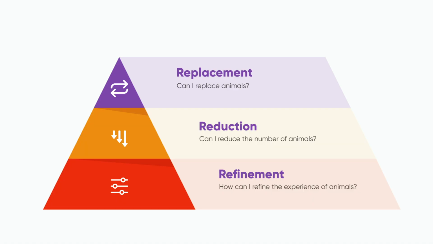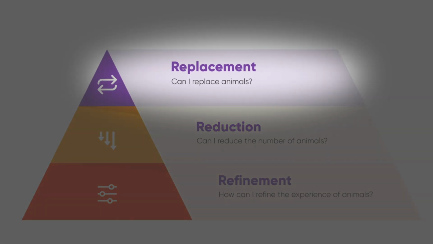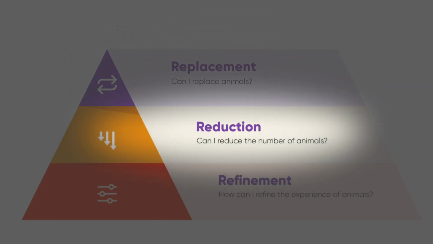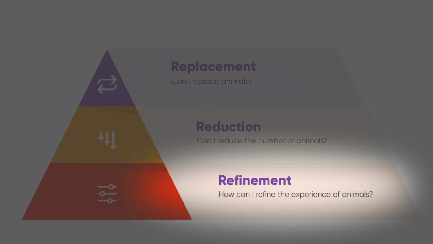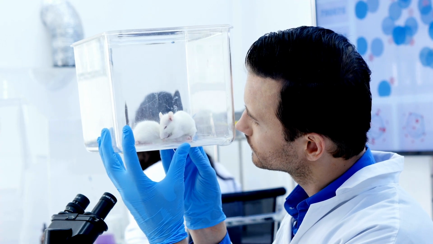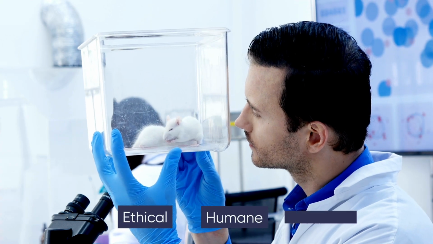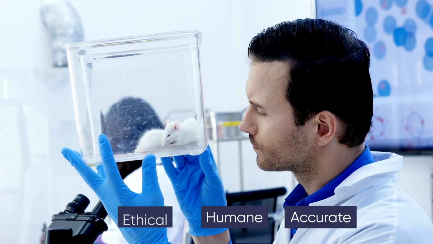While doing any research using animals, a good researcher always asks 3 questions in the following order. Can I replace animals? If yes, no animals are used. If no, can I reduce the number of animals? And if animals are used, how can I refine the experience of animals? This is how research using animals becomes more ethical, more humane, and even more accurate.